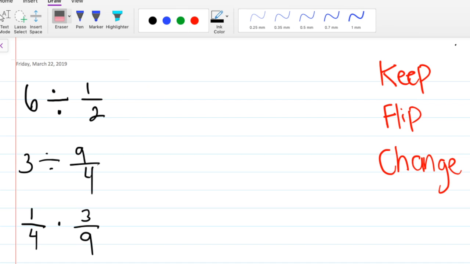However, if you got 3, I am sorry to tell you that is actually not the right answer. So how is it something other than 3? Well, that's what we're going to learn in this video. If you look over here to my right, keep, flip, change. That is the little method we're going to use to solve these problems in order to get the right answer.